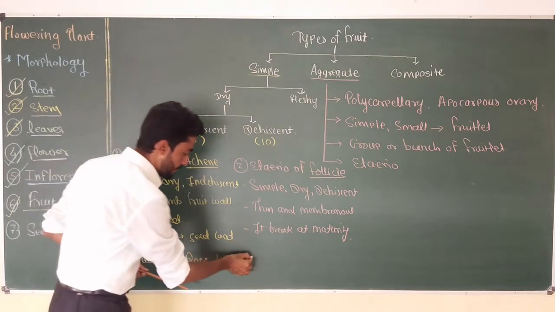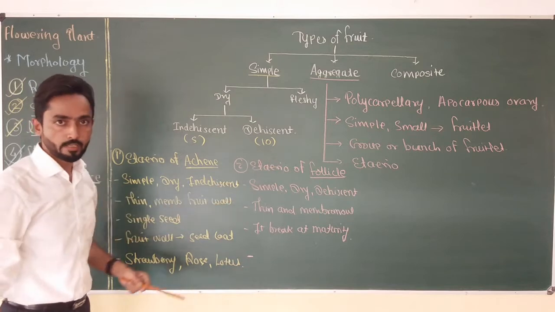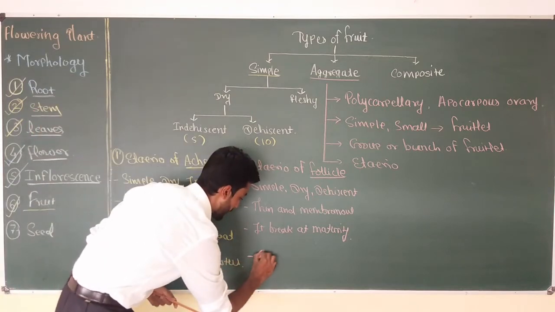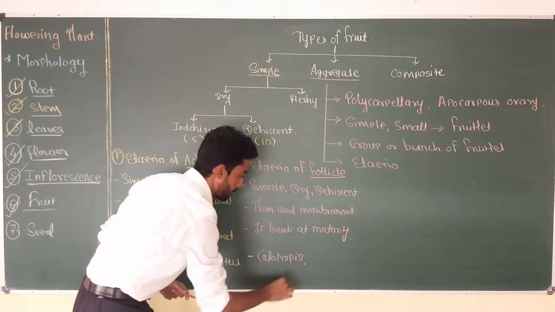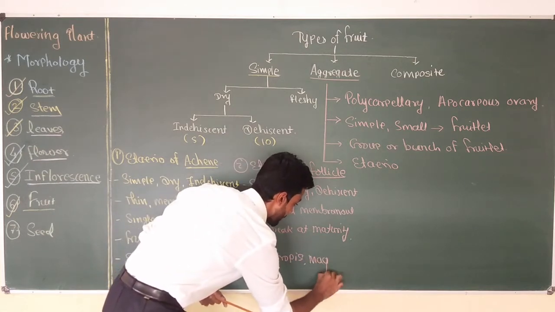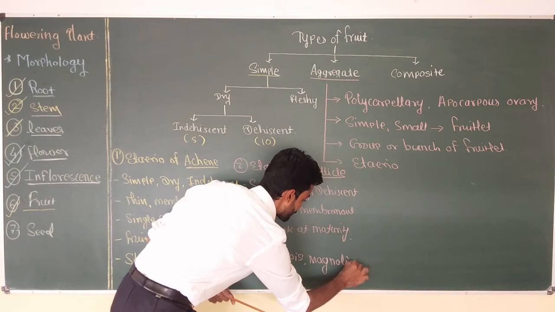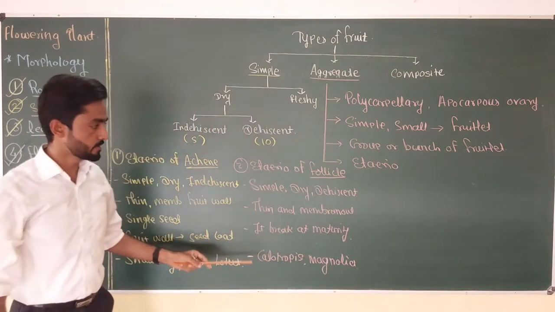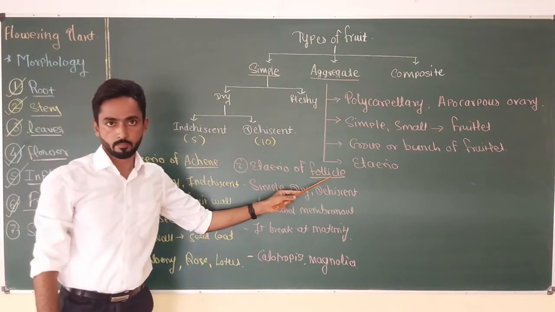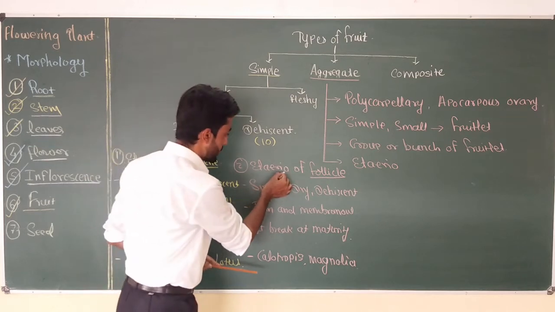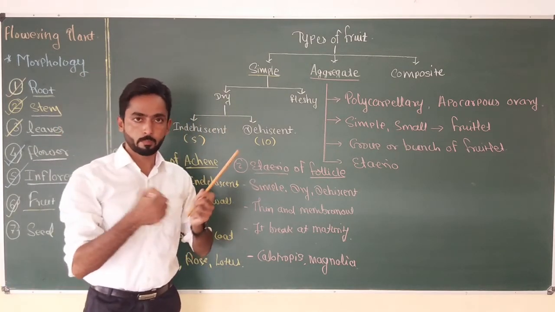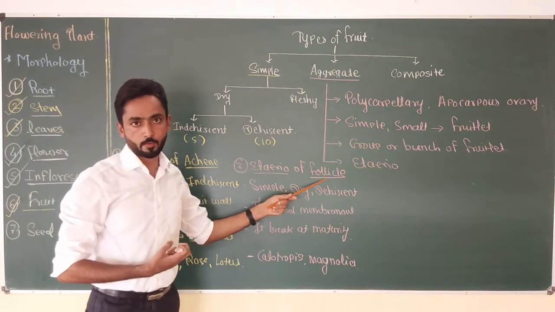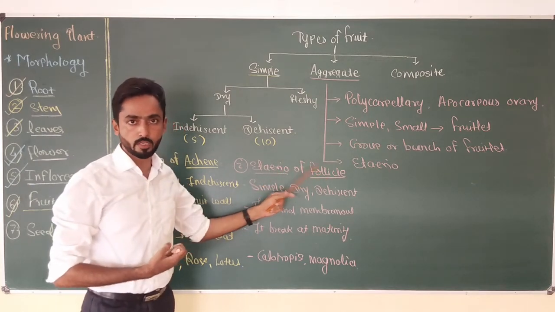An example of Etaerio of follicle type of fruit is Calotropis, Magnolia. Okay, these two are the well-known examples of Etaerio of follicle. Why do we call it Etaerio of follicle? Because it is nothing but a group or bunch of follicle type of fruit. So it is called Etaerio of follicle.